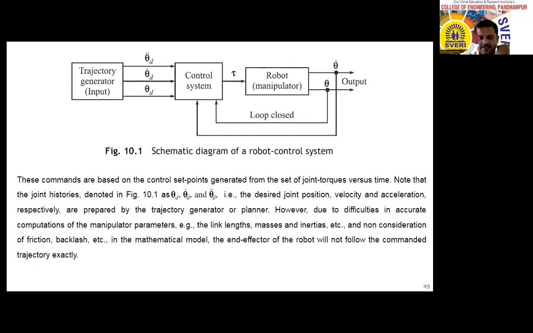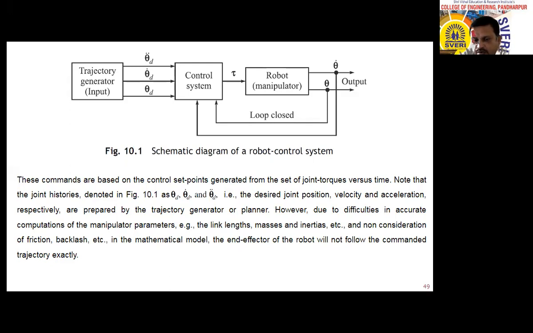Now, this is the schematic diagram of a robot control system. See that this is the trajectory generator or input. Then you know that whenever these robot arms are moving, just as in kinematics, they are making some angles, theta. Therefore, those angles are nothing but input to the control system.